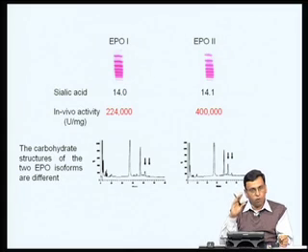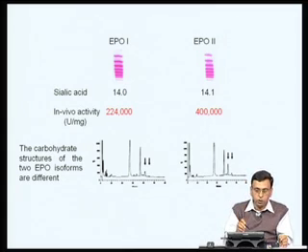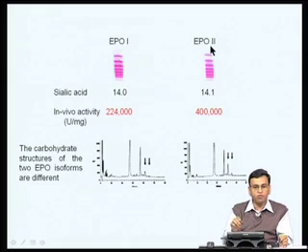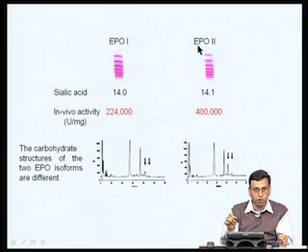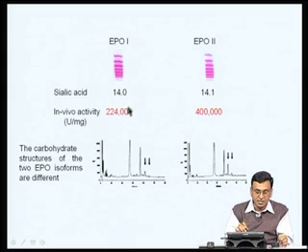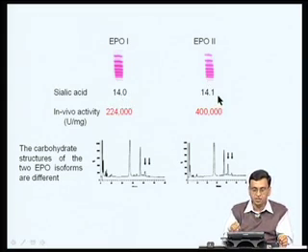Now, people found out that when erythropoietin was produced by two different expression systems, they could see the glycosylation pattern. These multiple bands show the different glycosylations of the erythropoietin produced in the mammalian expression systems, and the sialic acid content of these two erythropoietins, which are produced in two different cell lines, is more or less the same.